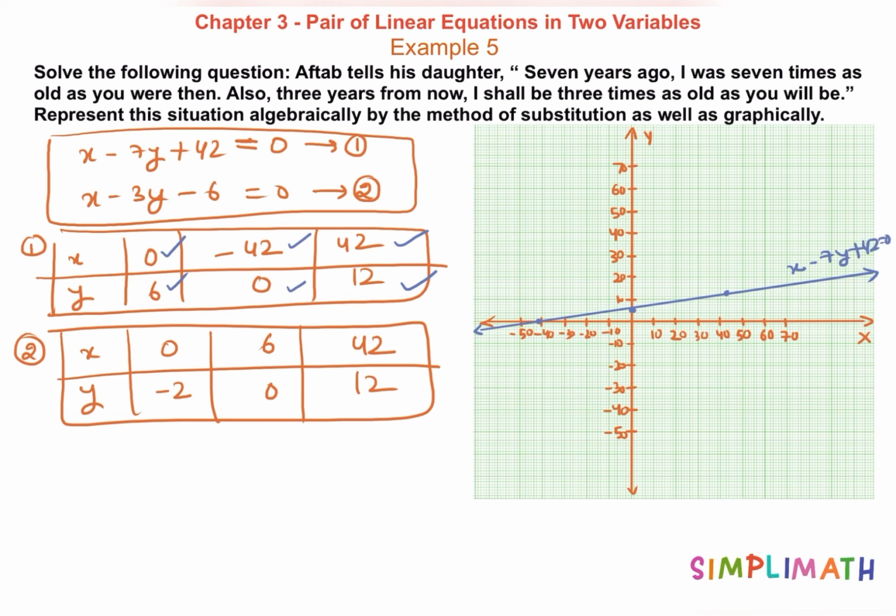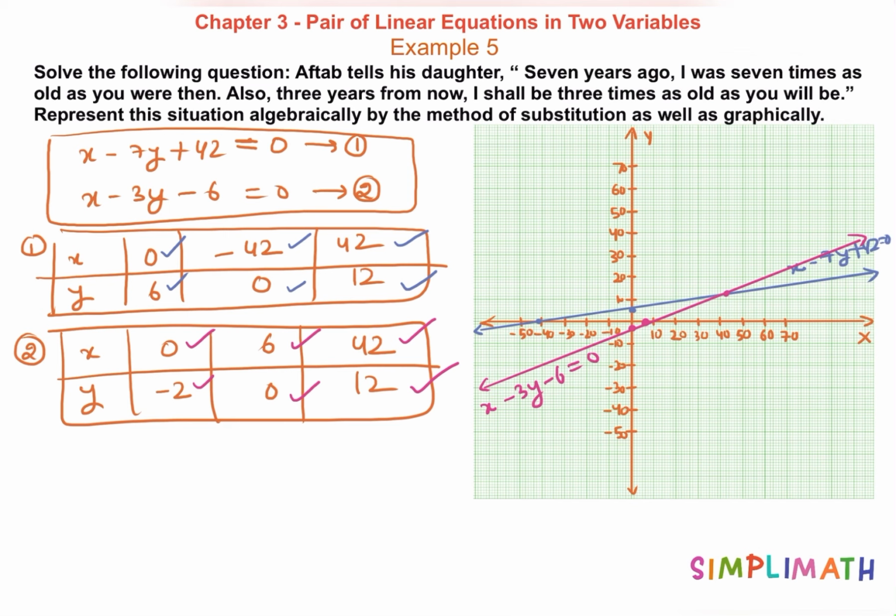Now for equation 2, when x equal to 0, y equals to minus 2. So it is this point. When x equal to 6, y equal to 0. So it is this point. When x equals to 42, y equals to 12. So it is this point. Now let us connect the 3 points. Now this line is the graph of equation x minus 3y minus 6 equal to 0.